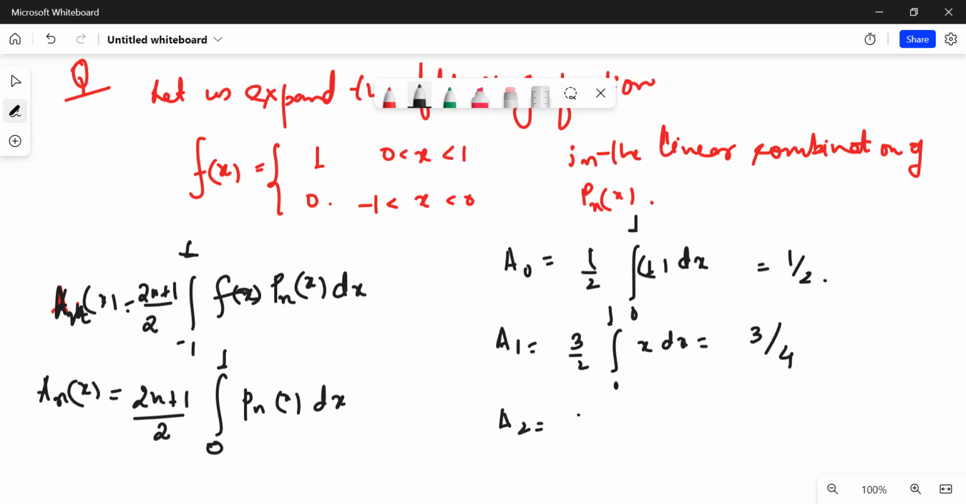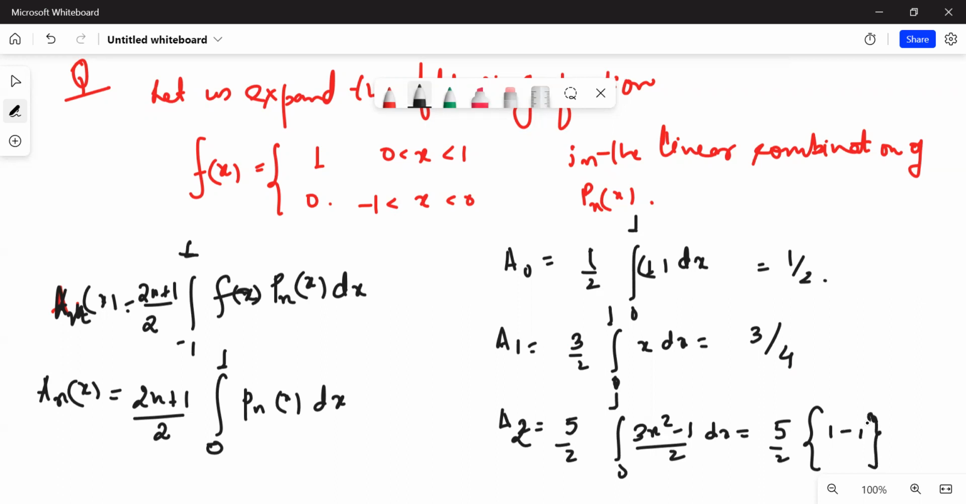Similarly, what would be a_2? a_2 would be 5 by 2, integration from 0 to 1, and then what should I write? It will be (3x squared minus 1) upon 2 dx. So 5 by 2 will be outside, and this is x cubed by 2 minus x by 2. So this is 1 minus 1, 0.